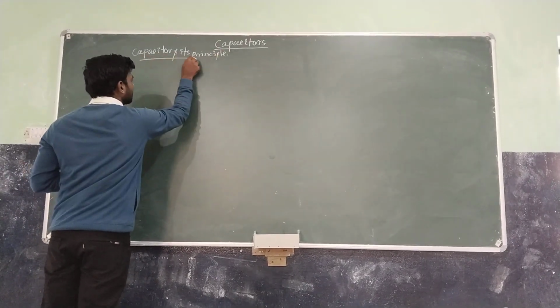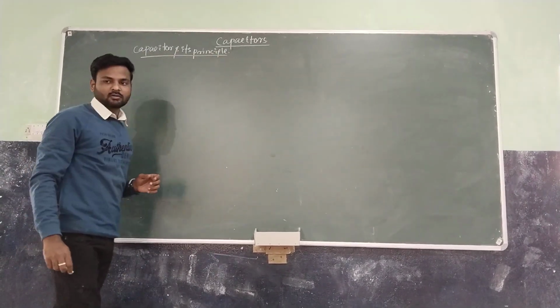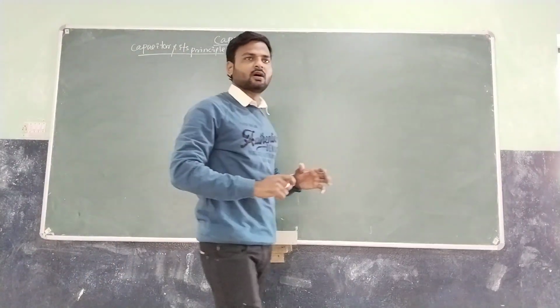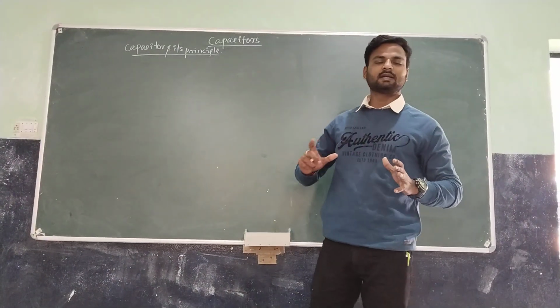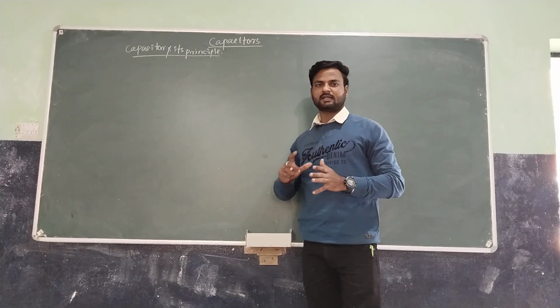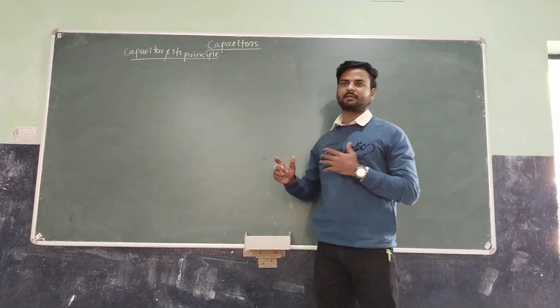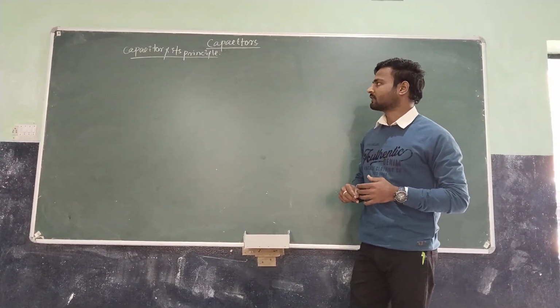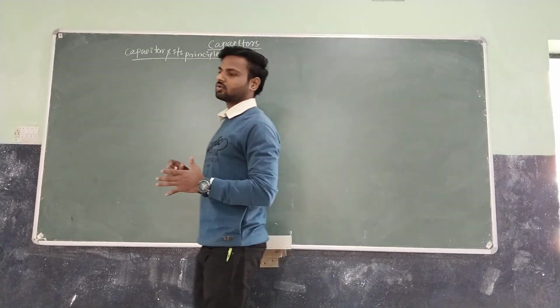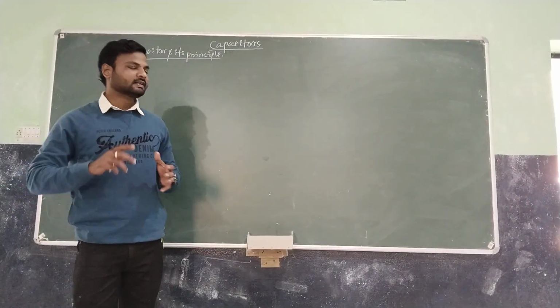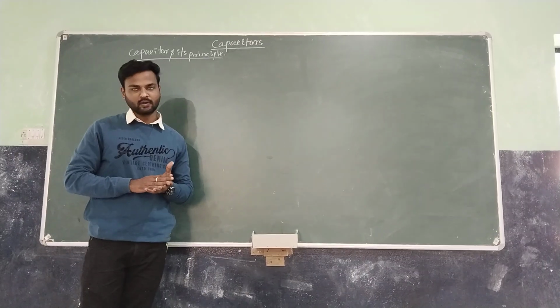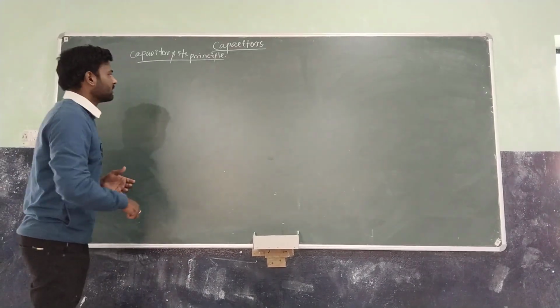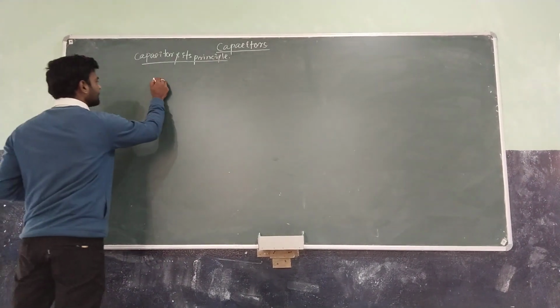What is the principle of a capacitor? A capacitor is a set of conductors separated by a dielectric medium, and its function is to store the electric charge and release it whenever it's required. So here is the diagram of a capacitor.